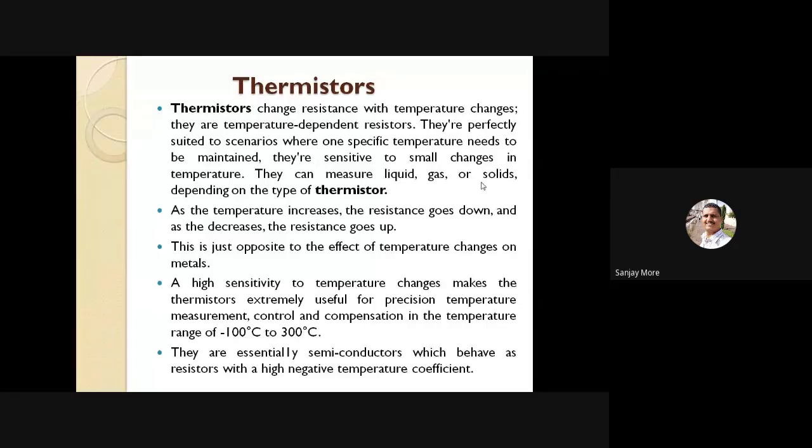They are perfectly suited to scenarios where one specific temperature needs to be maintained.